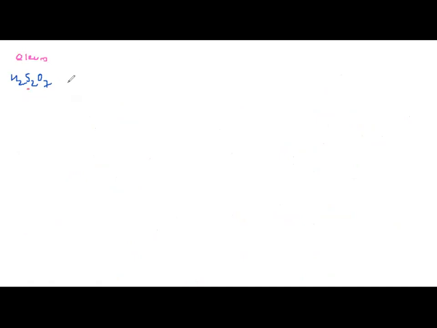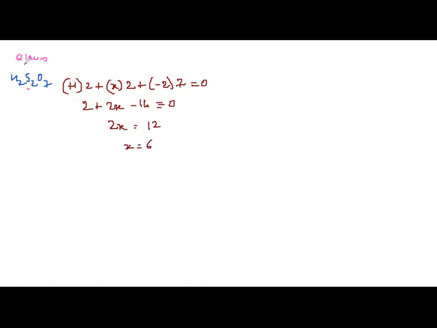Fine. So hydrogen +1 oxidation state into 2 atoms plus sulfur X into 2 atoms plus oxygen -2 into 7 atoms. Overall charge is 0. Therefore, 2 plus 2x minus 14 equals 0. So 2x will be equal to 14 minus 2, which is 12. X will be 6. So sulfur has +6 charge. Getting? Understanding?